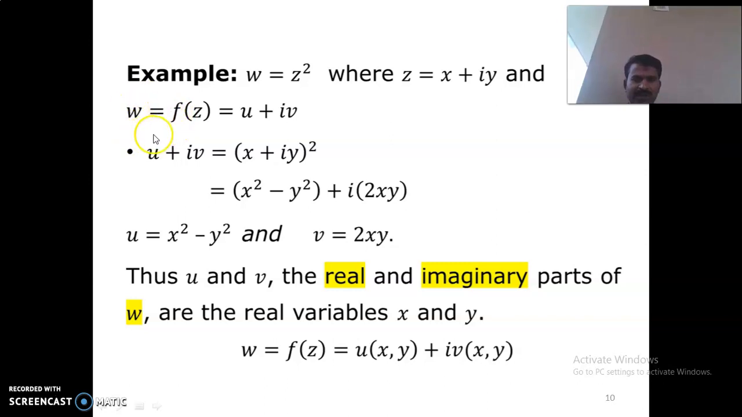Hence we treat u and v as the real and imaginary parts of this complex function of the complex variable w, where x and y are the real variables. See that u and v are functions of the real variables x and y. So that's why w is a function. This z is a complex variable, and it corresponds to another complex variable with u and v.